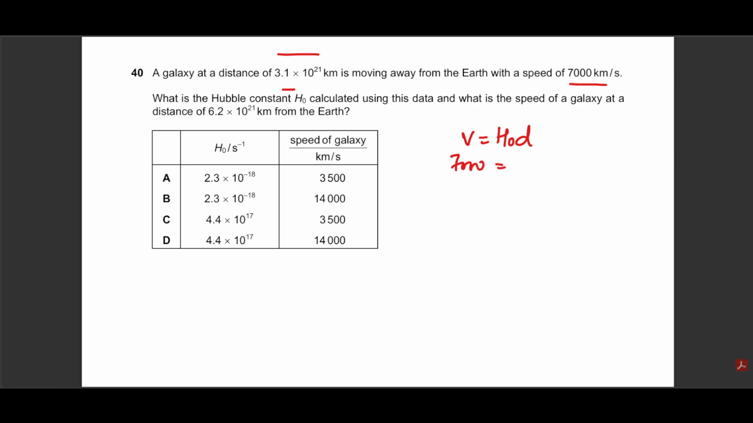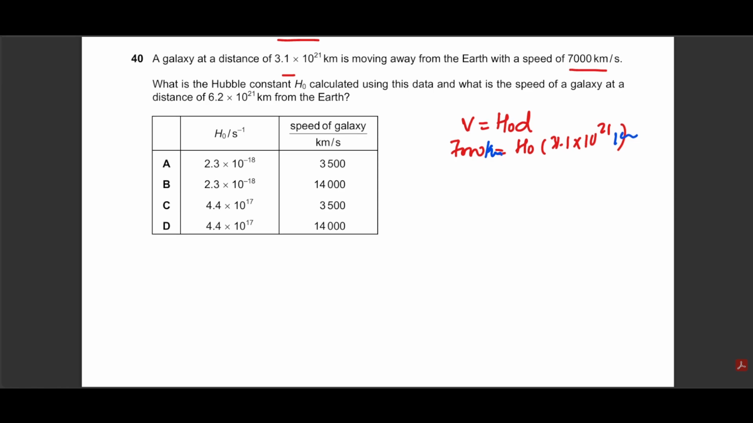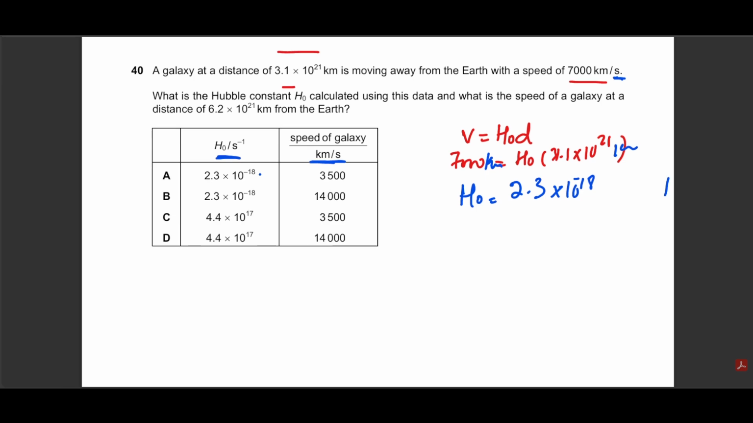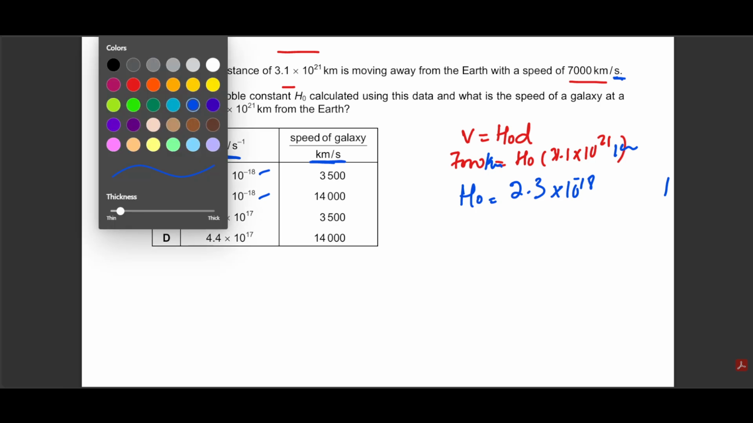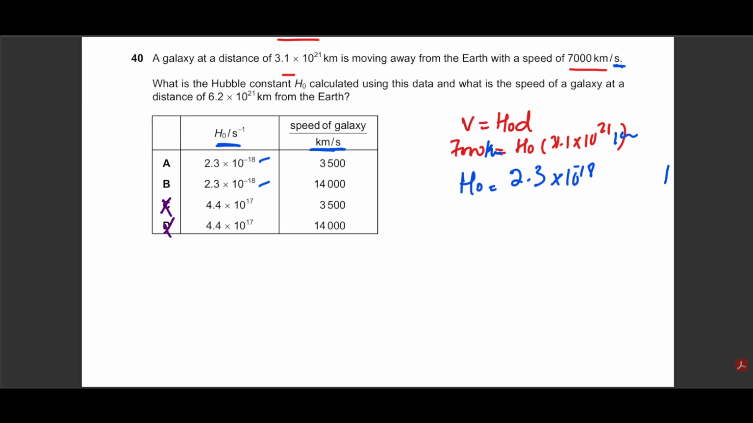This is 7,000 equals H naught multiplied by the distance, 3.1 into 10 raised to the power 21 kilometers. Now notice that I'm not changing the units of kilometers. This is also kilometers. I'm not doing that because speed is also required in kilometers per second. And since it is per second in the Hubble constant and this is also per second, I'm not going to change the kilometers. So H naught comes to 2.3 into 10 raised to the power minus 18. Also, if you remember, it's actually 2.2 power minus 18. So if you had memorized it, you would have immediately figured out that C and D are not possible. It should be between A and B.